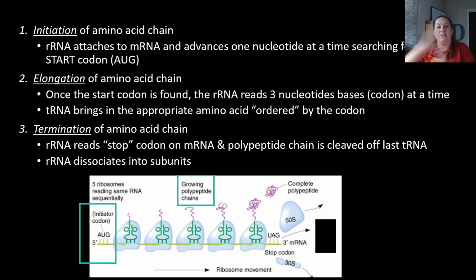Okay, cleaved means breaks apart. So we have all of our parts. You can see here that we have the polypeptide. You have the small and large subunits of the ribosome that have broken apart, and you have the messenger RNA. Okay, and so this is what you see with termination.